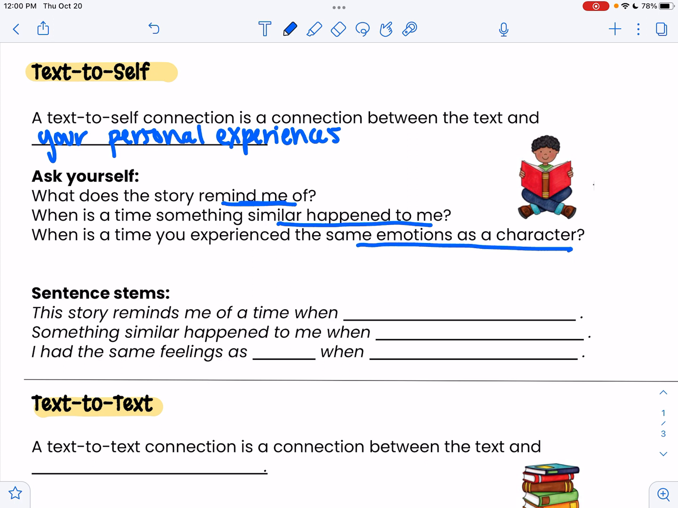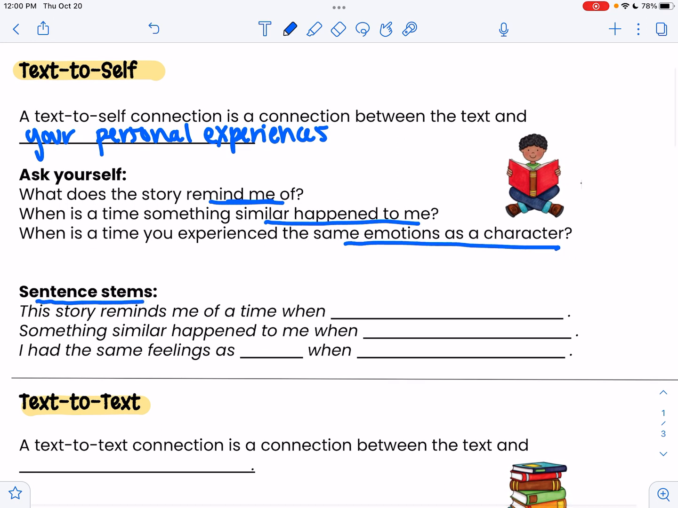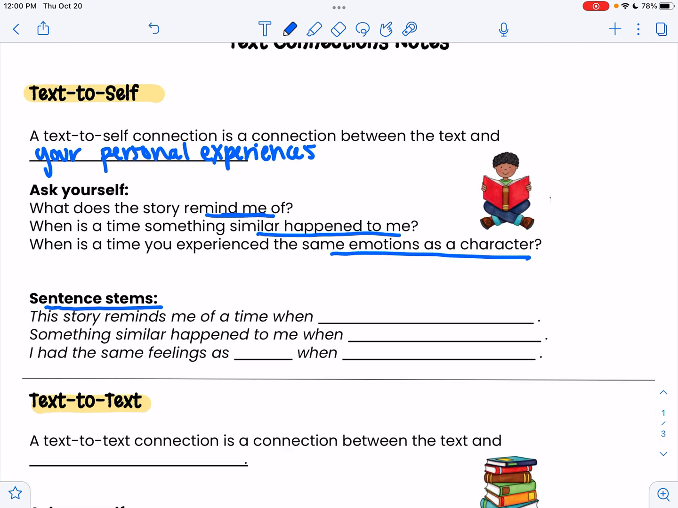Sentence stems are what you can use to help write text-to-self responses. So if you're making a text-to-self connection, you could say, this story reminds me of a time when I blank. Something similar happened to me when blank. I had the same feelings as blank when blank. You don't need to fill in these blanks. These are sentence stems. If you're writing a response for text-to-self, you can use these stems to start your sentence.